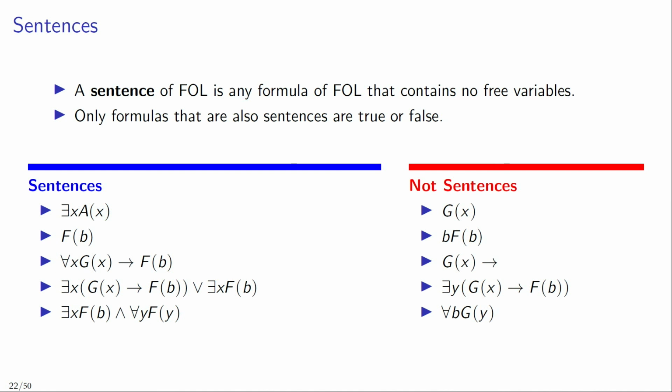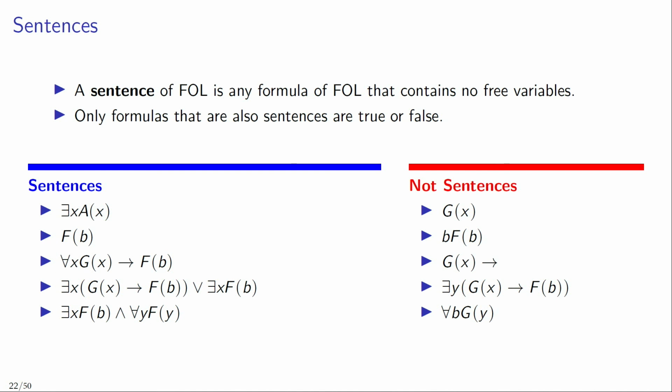Now on the right-hand side, you see a couple of examples of things that are not sentences. Gx is not a sentence because the variable x is free. BFB is not a sentence because it is not even a formula, as we have seen earlier. Similarly for if gx, then, it's not a formula, therefore not a sentence. In the fourth line, you see the string of symbols. There's a y such that if gx, then fb.